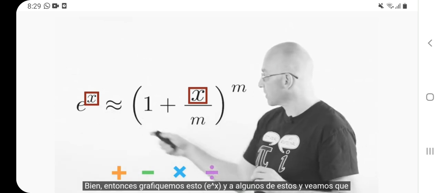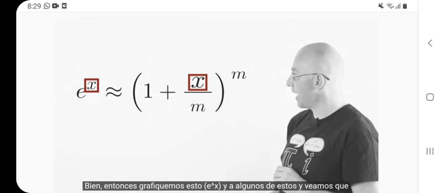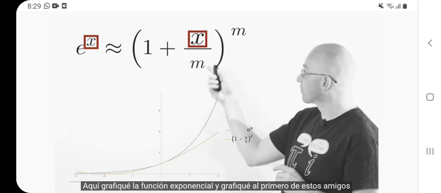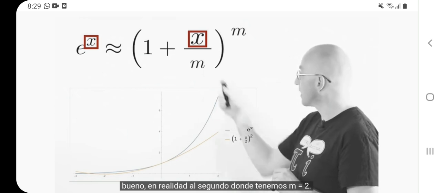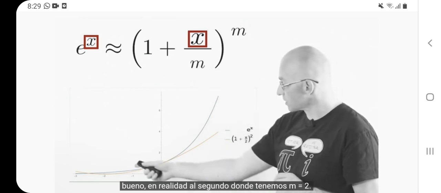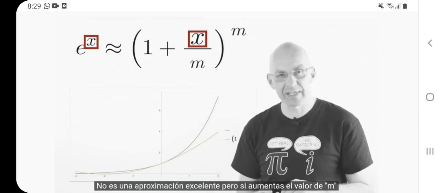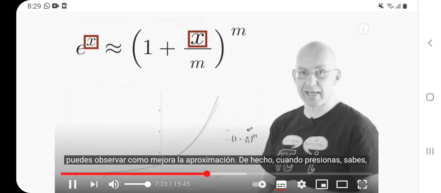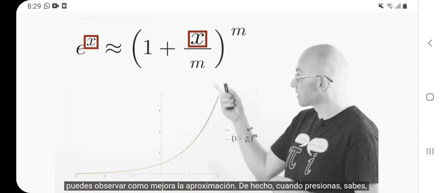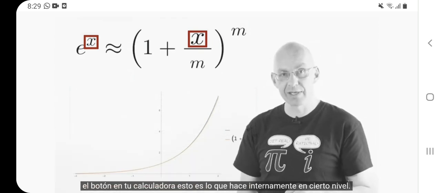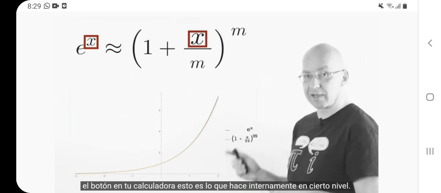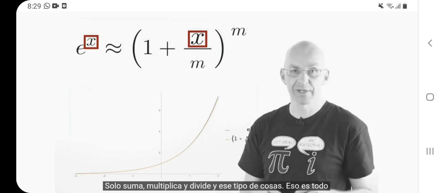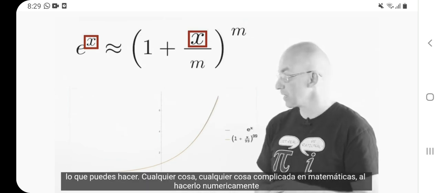So, well, let's just graph this and a couple of those guys and see what happens, right? So I've graphed the exponential function, and I graphed the first one of these guys, well, the second one really, where we take the m is equal to 2. So we've got this guy here. Not a terribly good fit, but if you crank up the m now, you can really see how good this gets. And actually, when you press the button on the calculator, that's what your calculator does at some level, right? It just adds and multiplies and divides and does these sorts of things. That's all you can do.